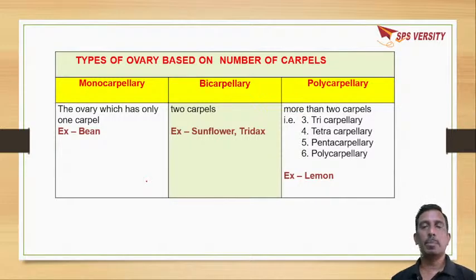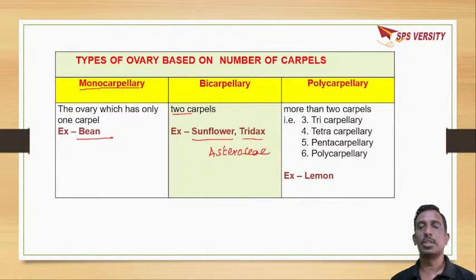एक corpels नंबर भी अलग रहता, फ्लावर बीच में अलग रहता. हर एक फ्लावर में सेम नंबर ऑफ corpels नहीं रहता. If only one corpel is present, monocorpulary, like beans. Bicorpulary, 2 corpels are present, sunflower, tridax, which belong to Asteraceae family. Dicotyledonous Asteraceae family.